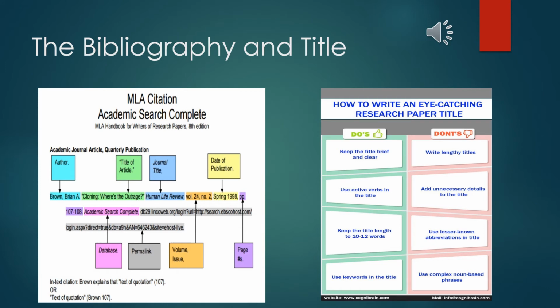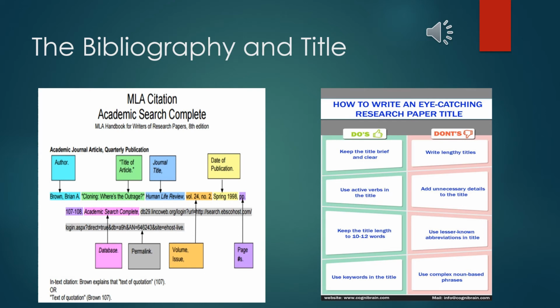Okay, so next we want to talk about the bibliography and the title. So first, the last page of your research paper is your bibliography. And that is a list of all of your sources in alphabetical order. And there is a very strict format to use for that. And we're going to get into that in the next few slides of how to do that properly.